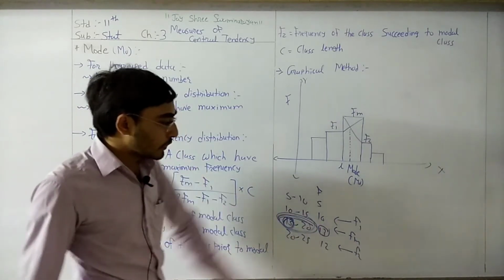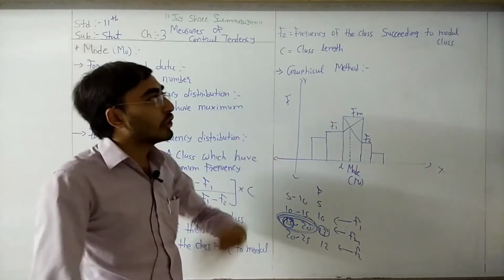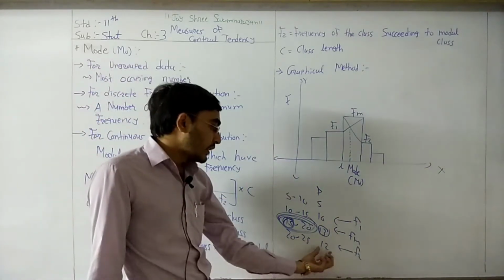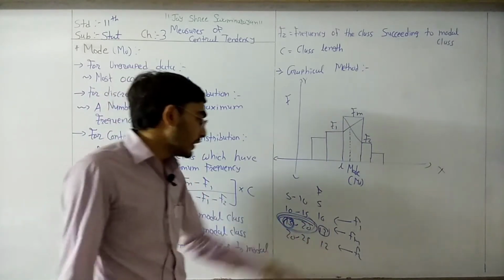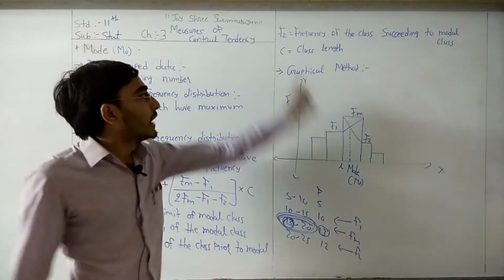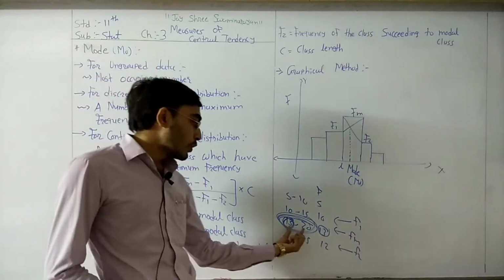Okay, this upper frequency is called F1. And F2 means the frequency of the class succeeding. That means next. This is 12. Succeeding means below frequency. It is your F2. And C is your class length. That means the class length of your modal class.